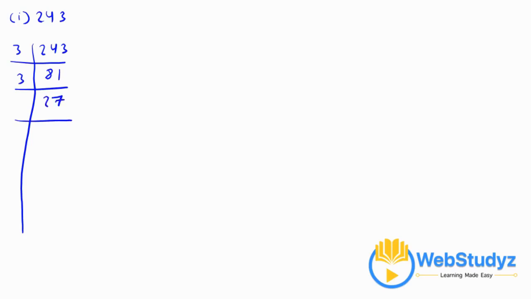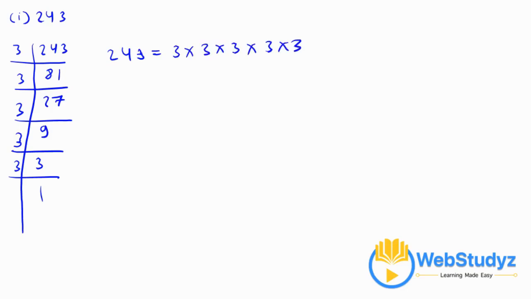We have number 243. Let's take the LCM of 243. This will be divided by 3. We get 81. Again divide by 3. We get 27. Again divide by 3. We get 9. Again divide by 3. We get 3. Again divide by 3. We get 1. Now we have the factors of 243 as 3 into 3 into 3 into 3 into 3.